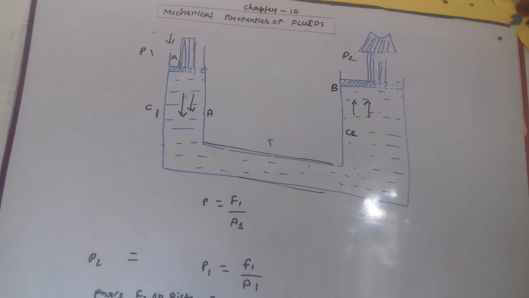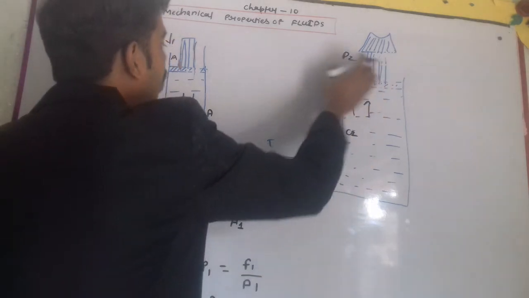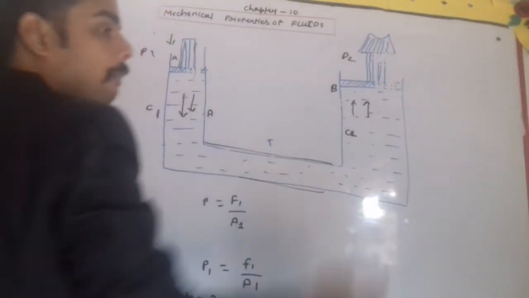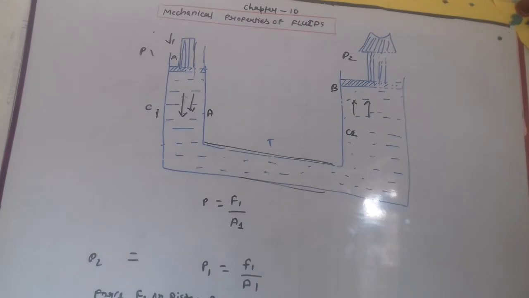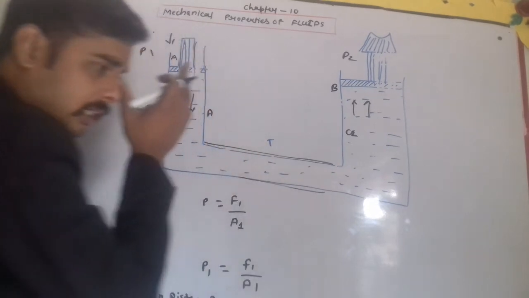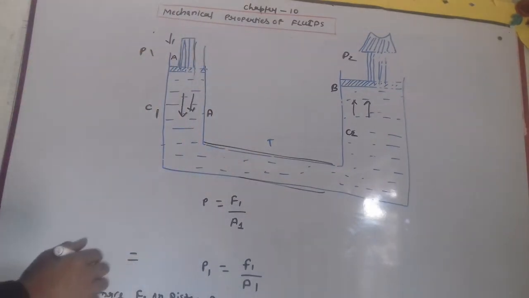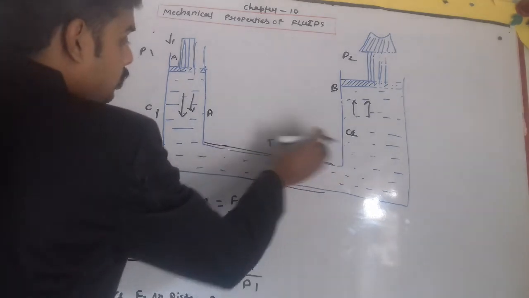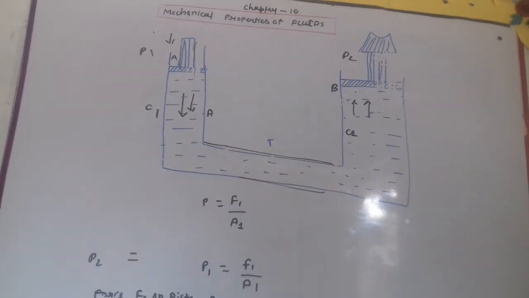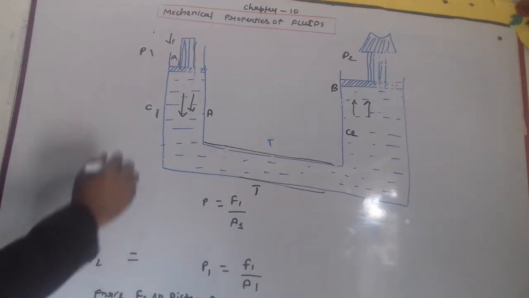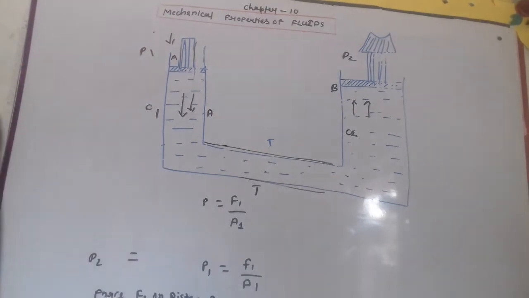The body we want to lift, we put on P2 and we apply the force on P1. If we apply the force, then the body will move upward. This hydraulic lift uses Pascal's principle. As I mentioned, the hydraulic lift consists of two cylinders, C1 and C2. They are connected by a horizontal tube, and the pistons P1 and P2 are fitted here.